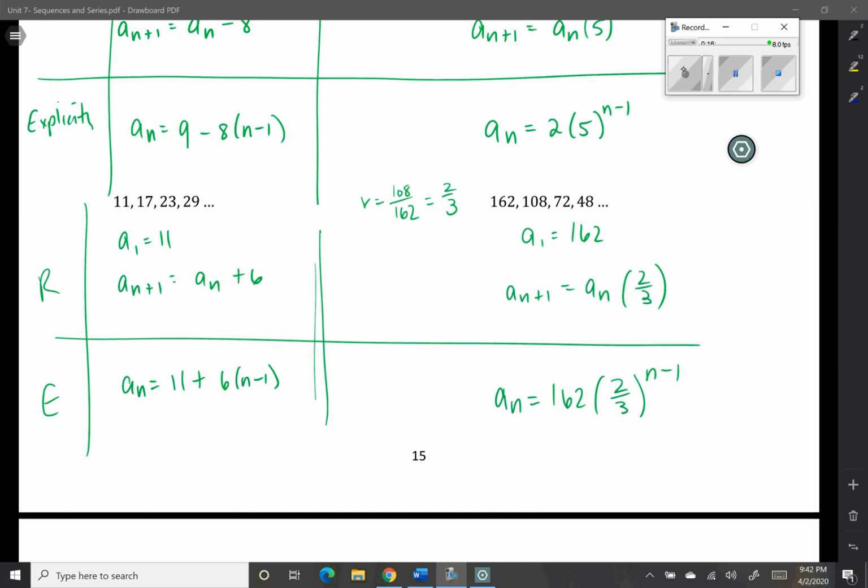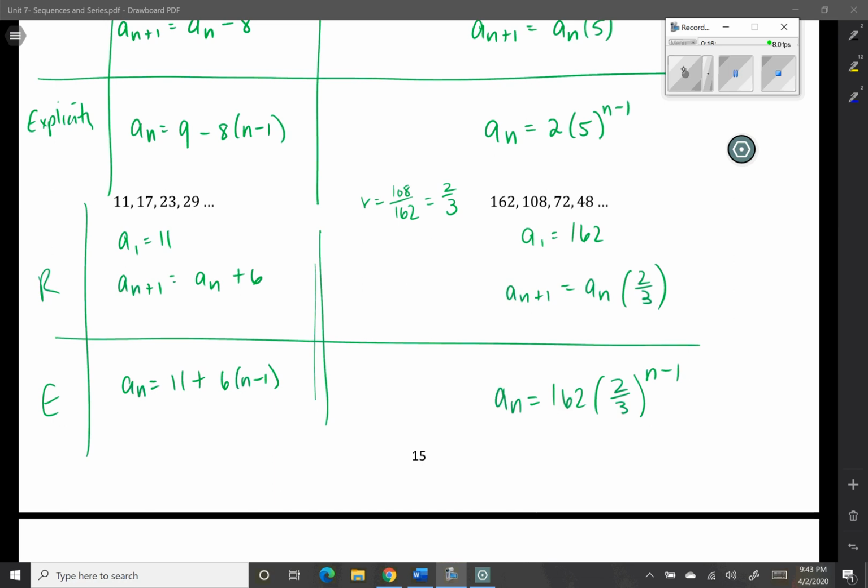So when I define this recursively, I'm saying a sub 1 equals 162, and I'm saying each term is 2/3 times the previous term, so a sub n times 2/3. To define that explicitly, we have our explicit formula just like I did in lesson 3, the first term times that common ratio all to the n minus 1. At this point, if you're confused as to why we're doing these things both ways, it's because we can. It's not that one's giving you an advantage over the other. It's just two different ways we can do the same thing. Okay, so we just have to be able to define both.